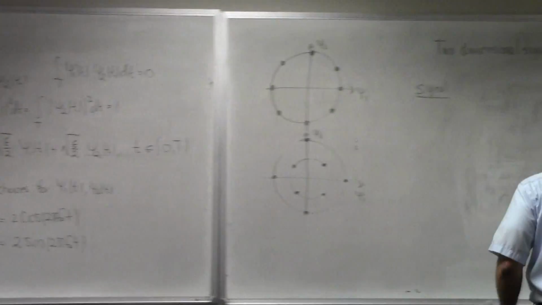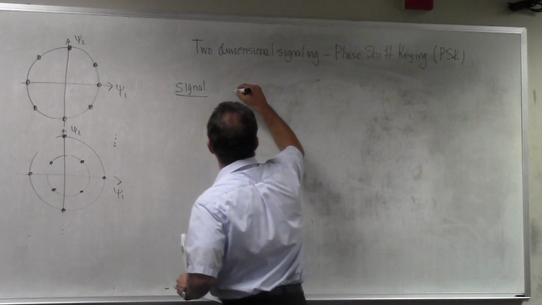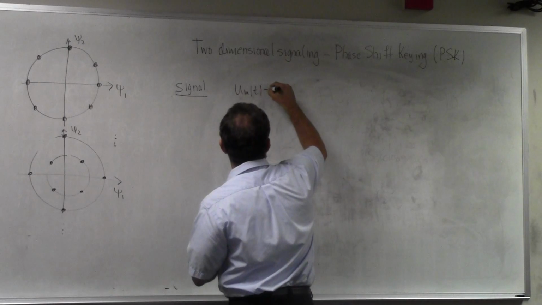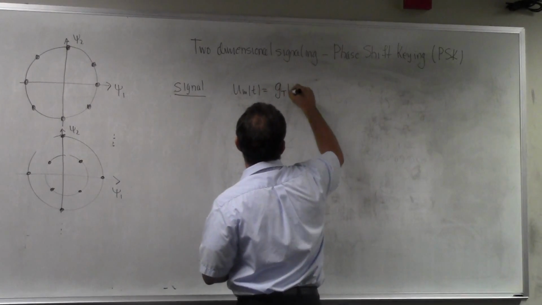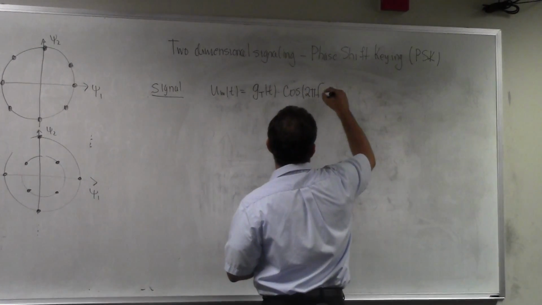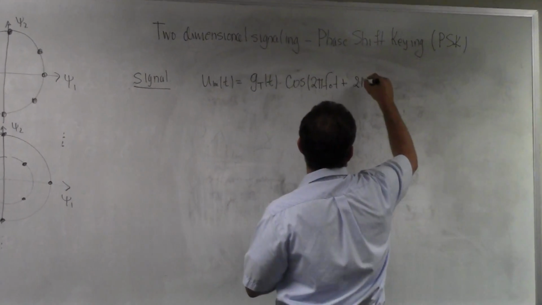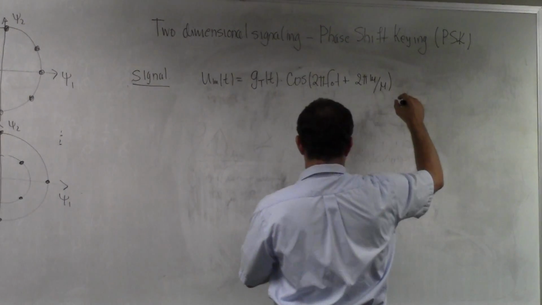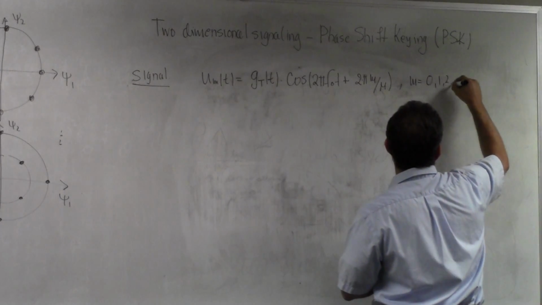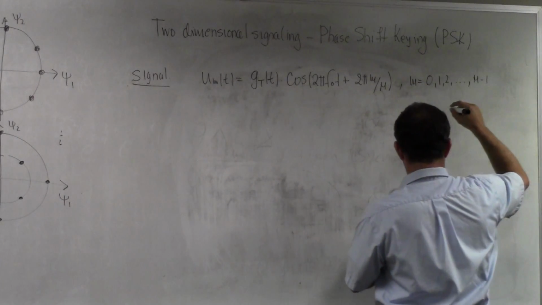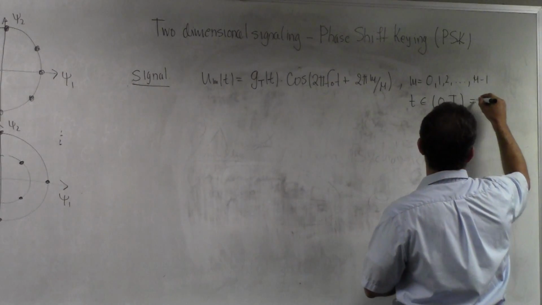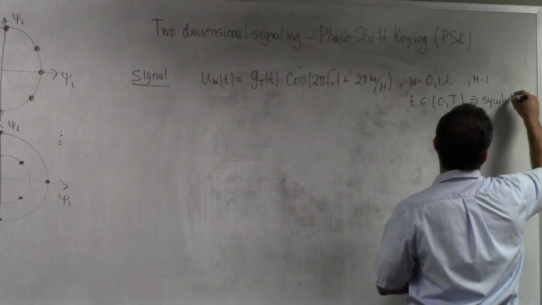So if I look at the PSK signal, the PSK signal has a format that looks like this. u_m of t is going to be equal to g_T of t times cosine of 2 pi f0 t plus 2 pi m over capital M, for m going 0, 1, 2, up to M minus 1, and t is in this interval between 0 and T. This is our signaling or symbol interval.